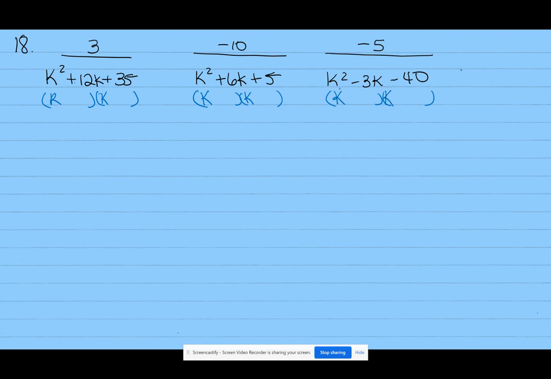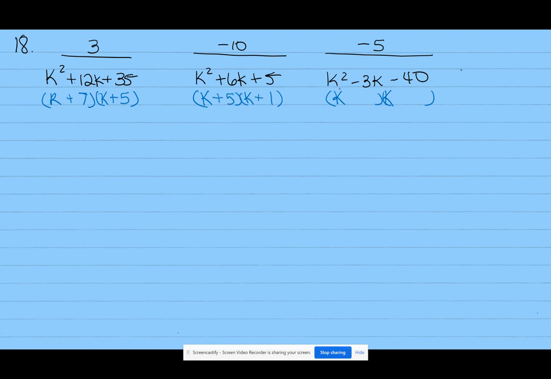Okay, the first one, I need two numbers that multiply to give me 35 and add to give me 12. Well, that would be 5 and 7. Positive 7 and a positive 5. Second one is multiply to give me 5 and add to give me 6. Well, that would be 5 and 1. Positive 5 and a positive 1.